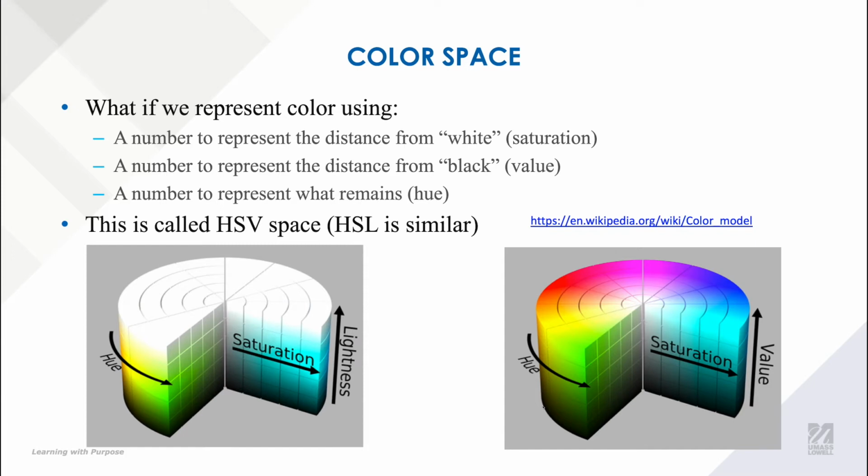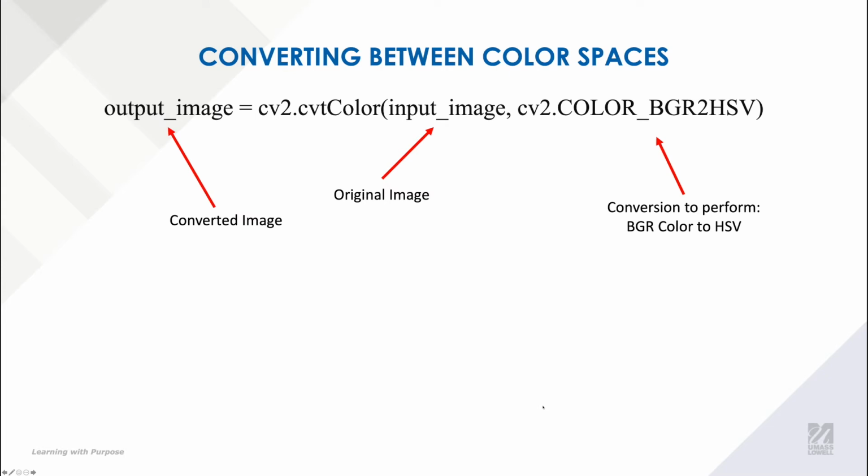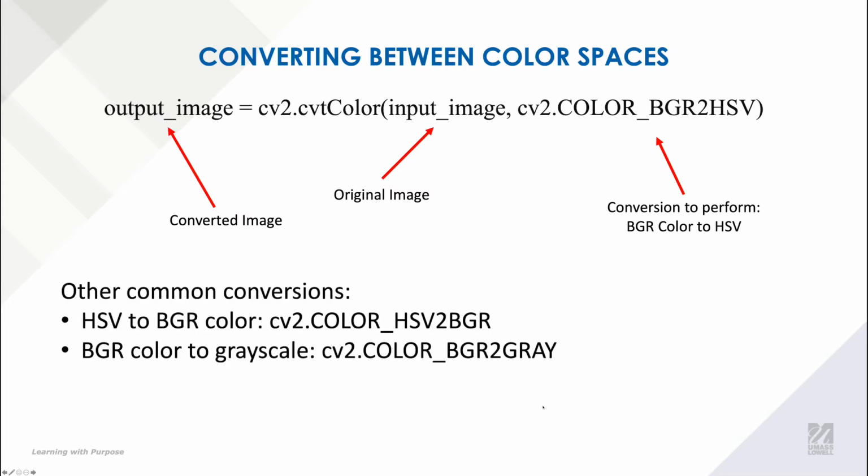So how do we get into this color space? Well, there's an OpenCV function called convertColor, where we take in our input image, tell it how we want the conversion to be performed. So in this case, we're going from the OpenCV standard BGR to HSV, and it goes into this output image here. And just to note, there are a number of other types of conversions you can do here. You can do HSV back to BGR, you can do BGR to grayscale, and there's a number of other types as well, but these are the ones we're probably going to be using for the rest of the semester.